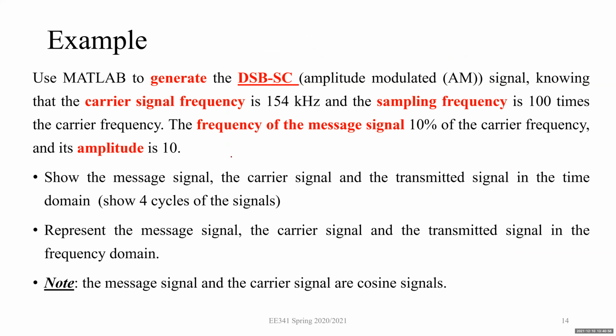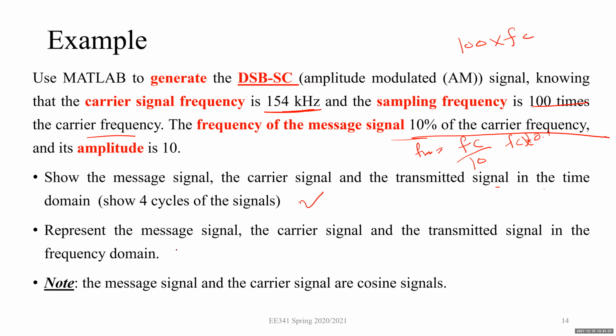So we have a question: use MATLAB to generate double sideband suppressed carrier, knowing the carrier frequency is 154 kilohertz. The sampling frequency is 100 times FC, it's given in the question. Then the frequency of the message is 10% of the carrier frequency, so FM is equal to FC divided by 10, or FC multiplied by 0.1. Then show the message signal, carrier signal, and transmitted signal in time domain.